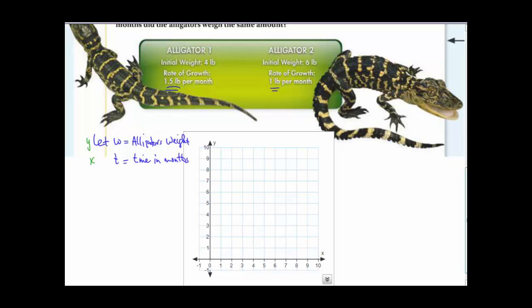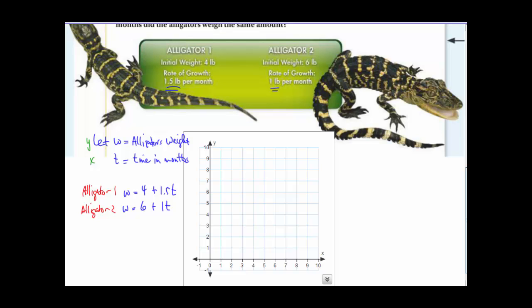So if we look at alligator 1 and alligator 2, we can write two equations. For alligator 1, we know that the weight we're interested in starts with an initial weight of 4 pounds, and then per month, as the months go on, it gains 1.5 pounds. So we're going to add 1.5T. With alligator 2, we have the initial 6 pounds plus 1 pound per month from there.